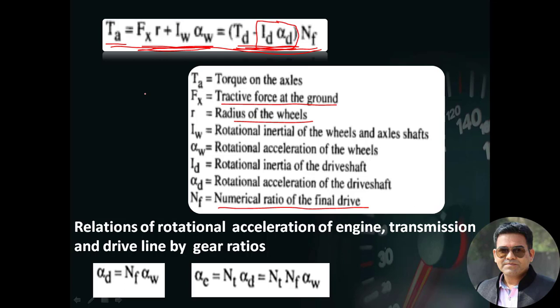Why do we need to add the Fx term here? Because we intend to derive the final expression in terms of Fx. As I said at the first in this video, we need to derive the whole expression in terms of tractive force available at the ground. We have a few relations of rotational acceleration of the engine, transmission and drive line by gear ratios. So we have a few relations which can relate the numerical ratio and the drive line.